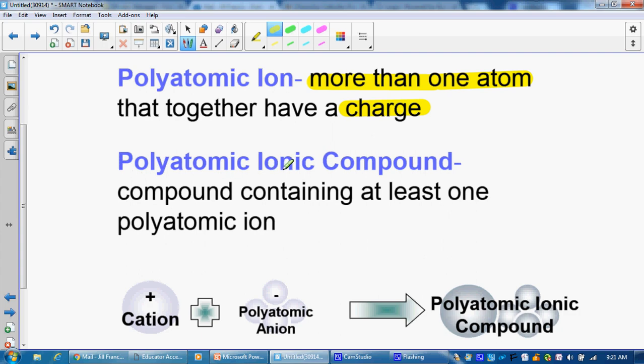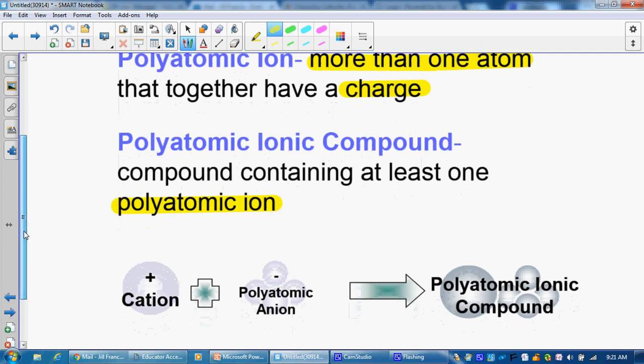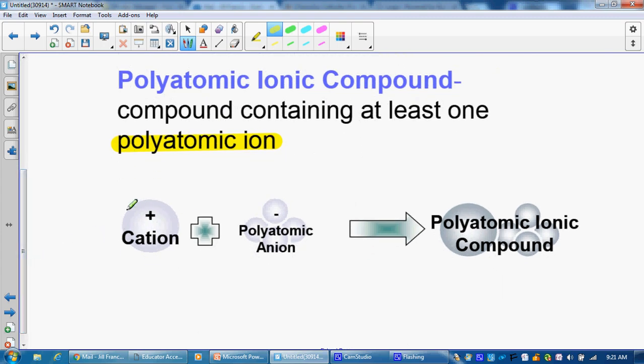So a polyatomic ionic compound is going to have a polyatomic ion in it. Typically with a negative charge, because we've got our metal that's always going to come first. So metal, or the cation, positive charge comes first. Then we have this negatively charged polyatomic ion that has more than one atom in it.